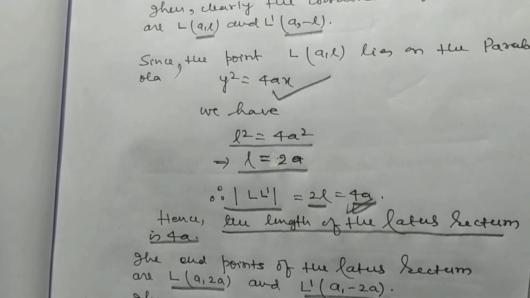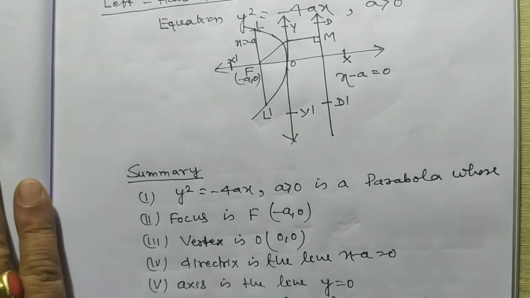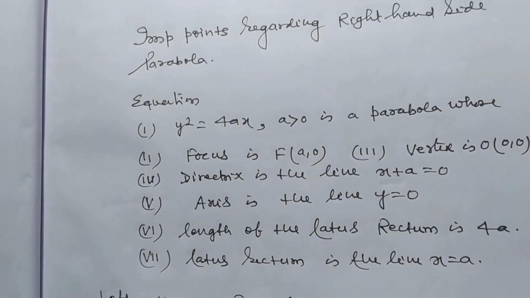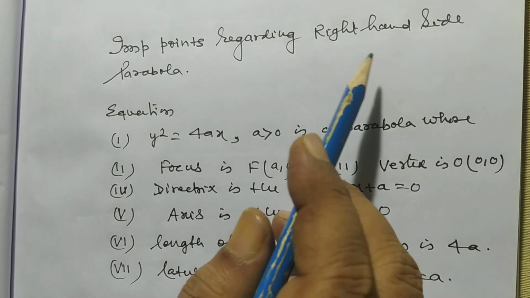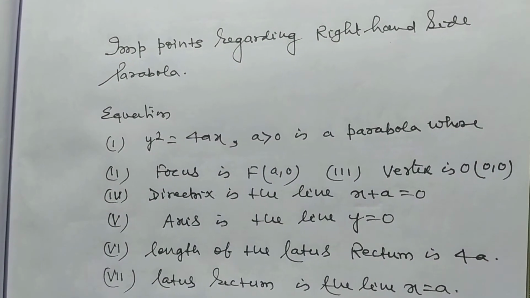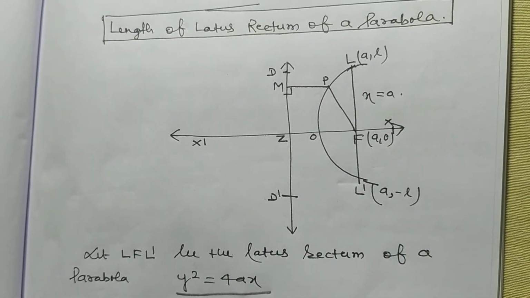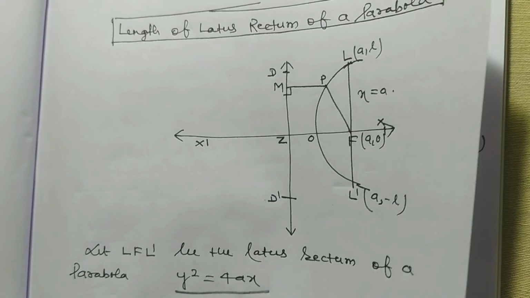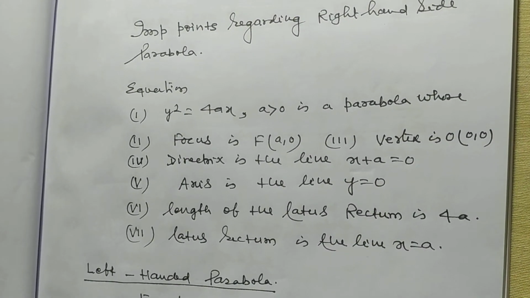So, in this way, these are the important elements of the parabola. Now, important points regarding the right hand side parabola. This parabola is also known as the right hand side parabola. Now I want to explain the important points of the right hand side parabola.